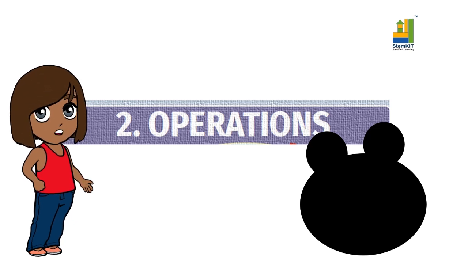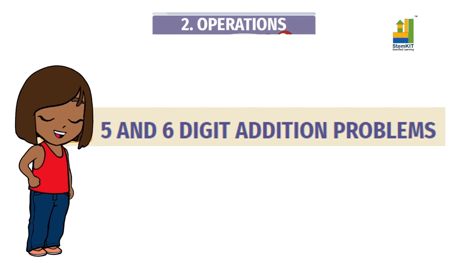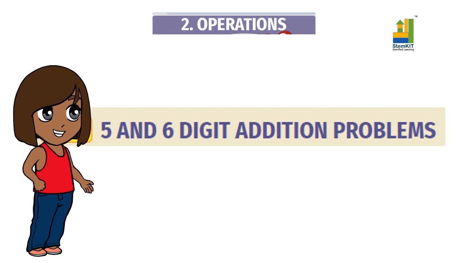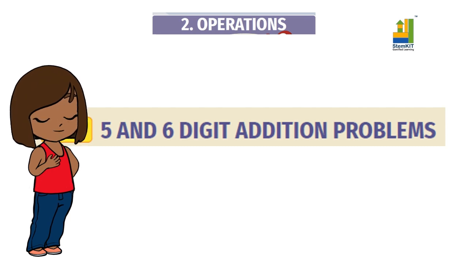Operations means addition, subtraction, multiplication, and division. Today we are going to cover addition of 5 and 6-digit numbers. The process is simple, and is similar to what you have learned for 4-digit numbers. Let us take an example.